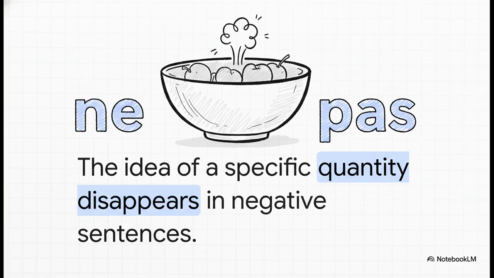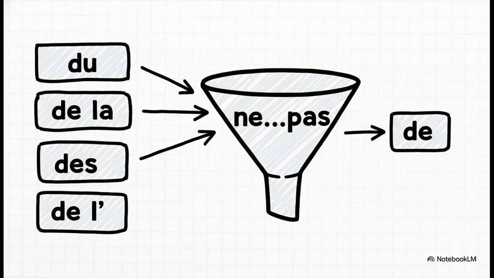And you might be asking why. Well, think about it. In a negative sentence, the whole idea of some just vanishes. You're not eating any quantity, so the article simplifies right down to de. Now, this isn't some weird one-off thing. It's a rock-solid rule. After you use a negation like ne pas, that whole family of partitive articles, du, de la, des, they all get streamlined into one simple form, de.